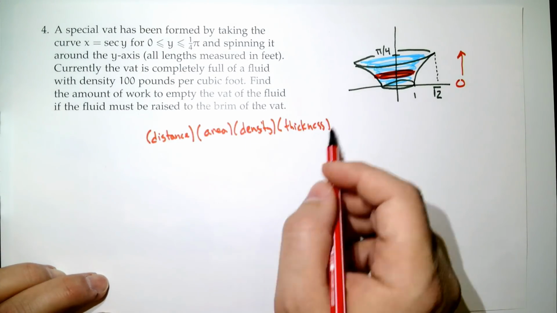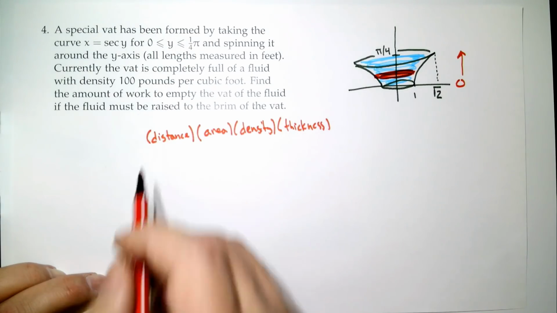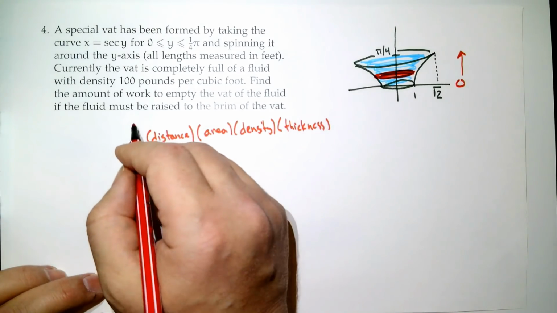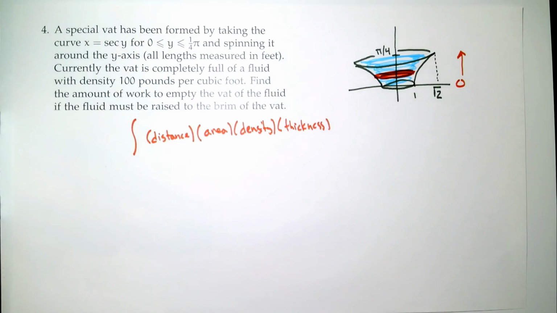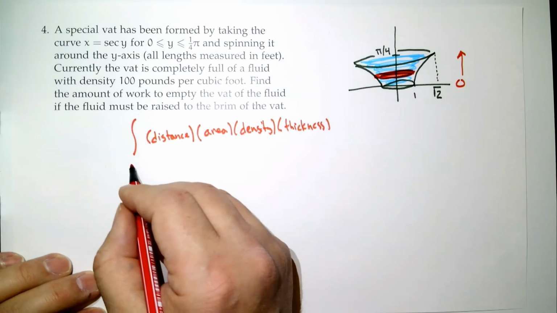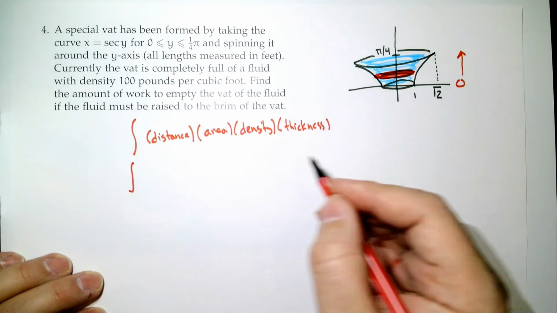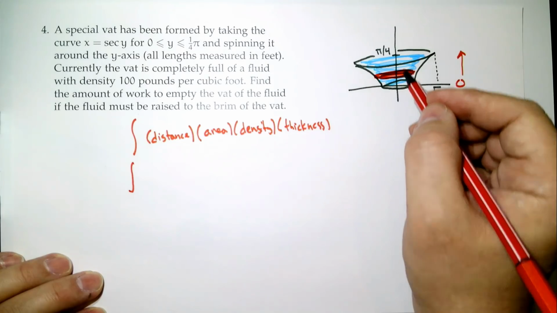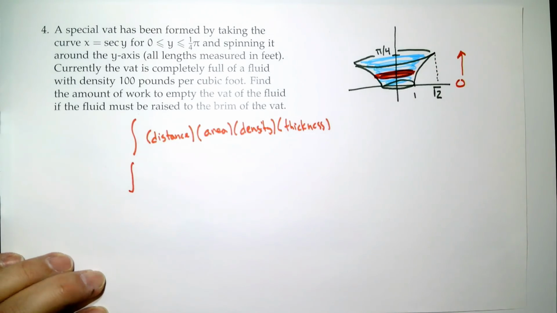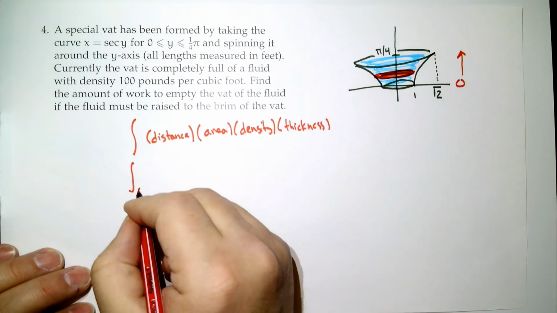But this here, that's the force. And then I have distance, and then I add them up. So that's the formula. So now we're just going to go ahead and work through what the formula becomes. Okay, so it's going to be the integral. Well, we have to go to the top, because this time the vat is completely full. If it was only partially full, I'd only go to the level where it's at. But it says completely full, so I'm going to go all the way to the top. So 0 to pi over 4.